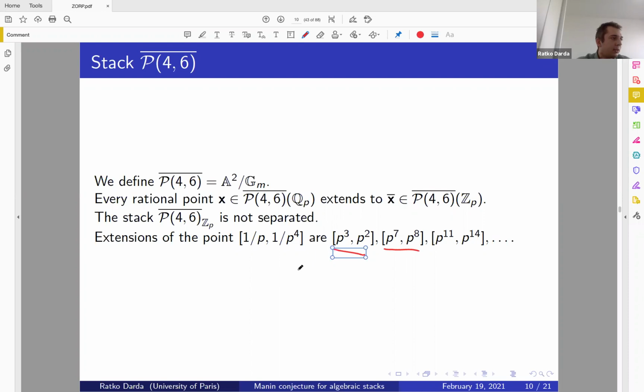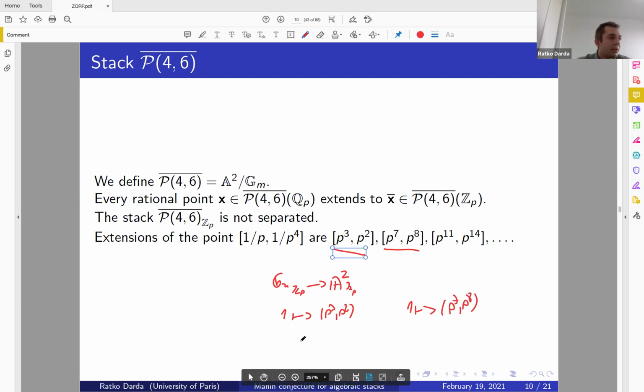Why? Consider a morphism from GM ZP to A2 ZP, one goes to P3 P2. And if I want that this is isomorphic to one goes to P7 P8, what does it mean? It means that there exists T inside of GM of ZP such that T dot P3 P2 is equal to P7 P8. But this means that T·P3 is equal to P7.